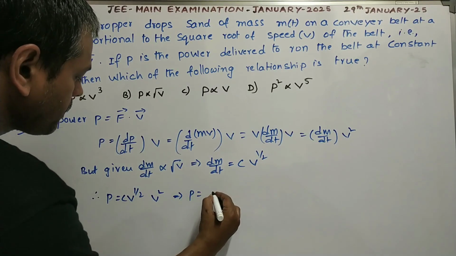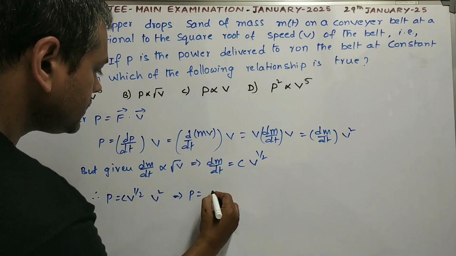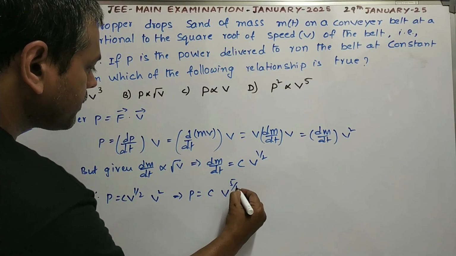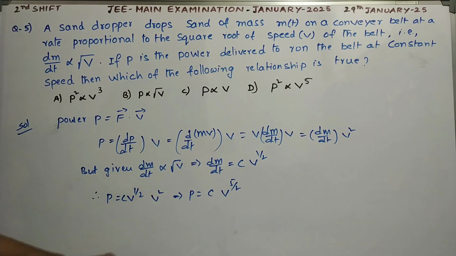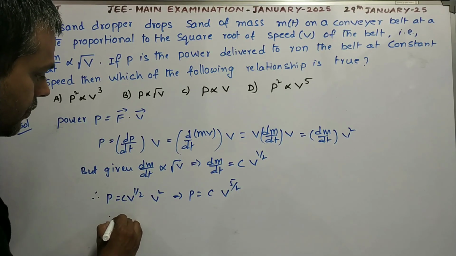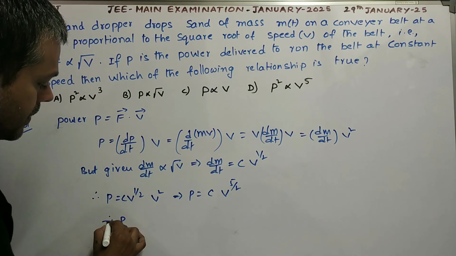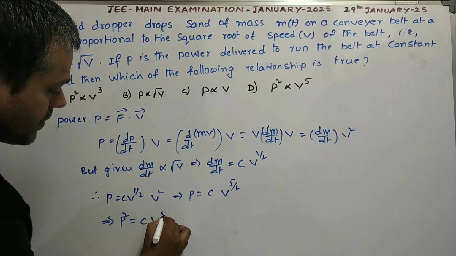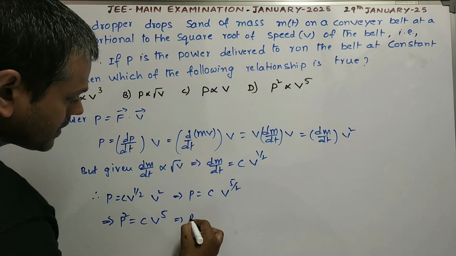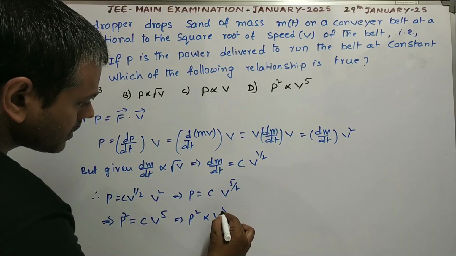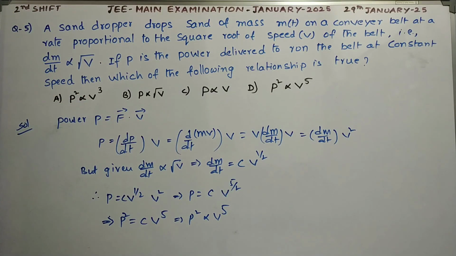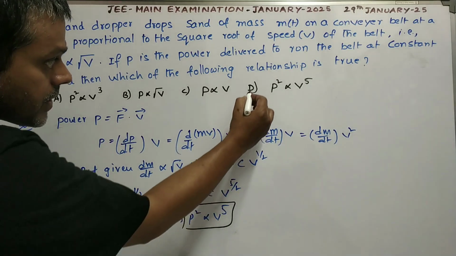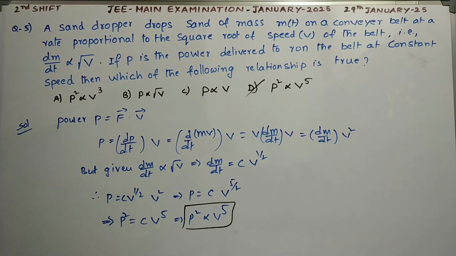So P is equal to constant c into v power 5 by 2, isn't it? 1 by 2 plus 2, that means 5 by 2. Therefore, squaring on both sides, P square is equal to c into v power 5. That implies P square is directly proportional to velocity power 5. Because c is a constant, according to the given options, D is the correct one. Okay, right.